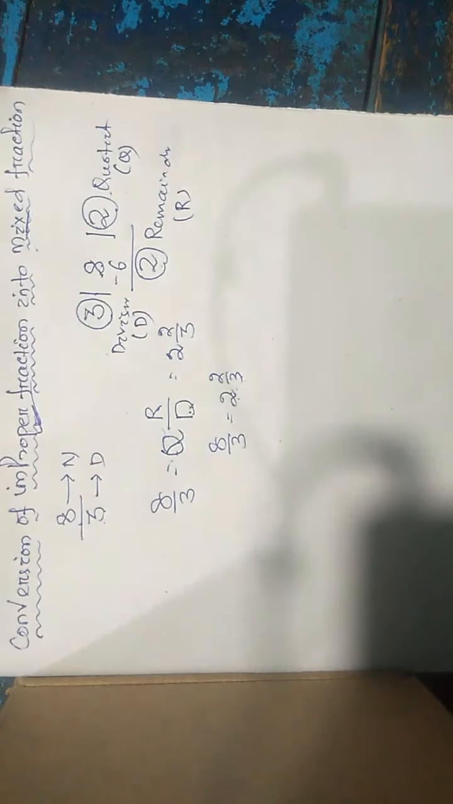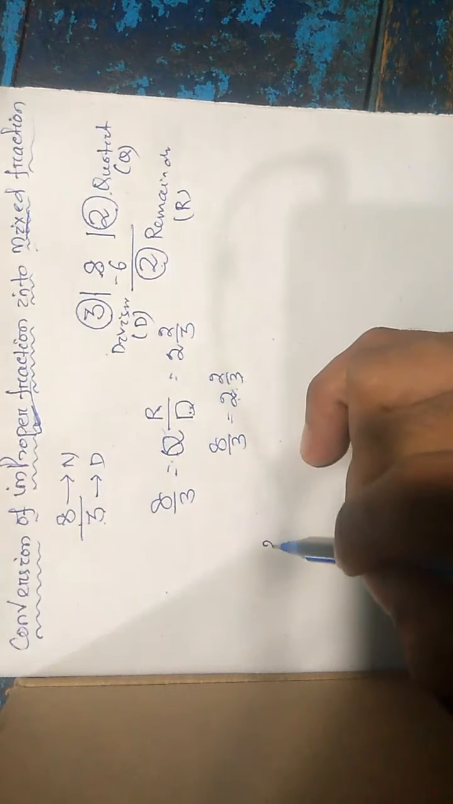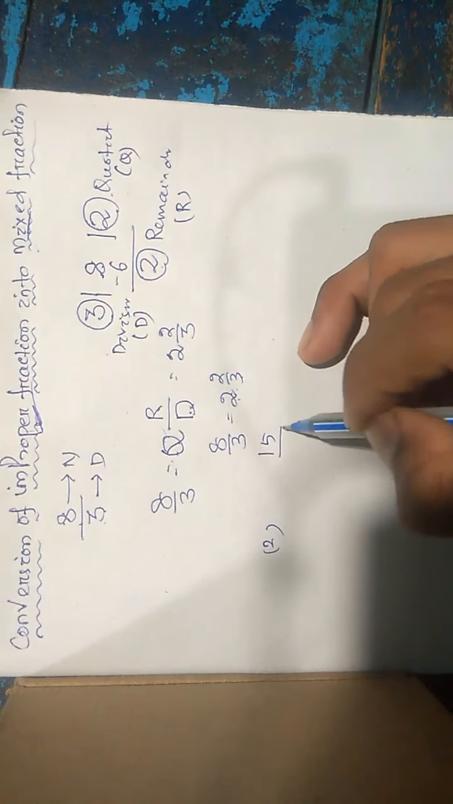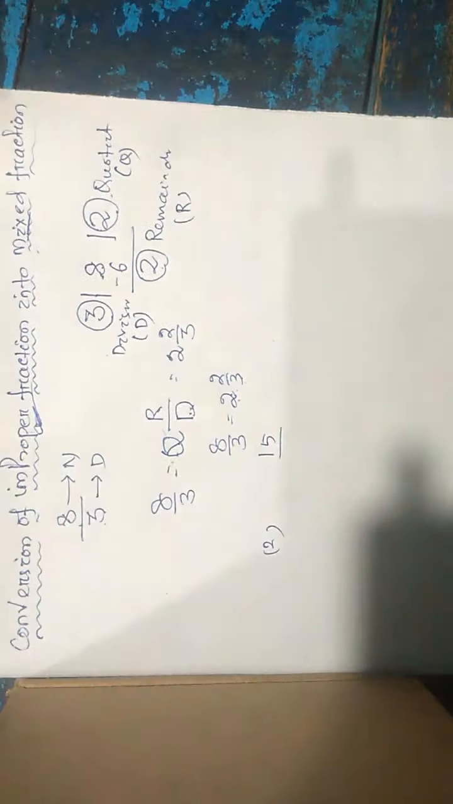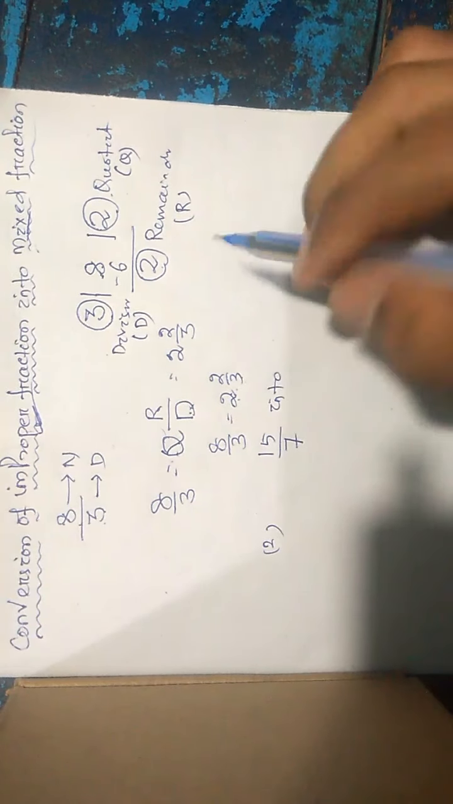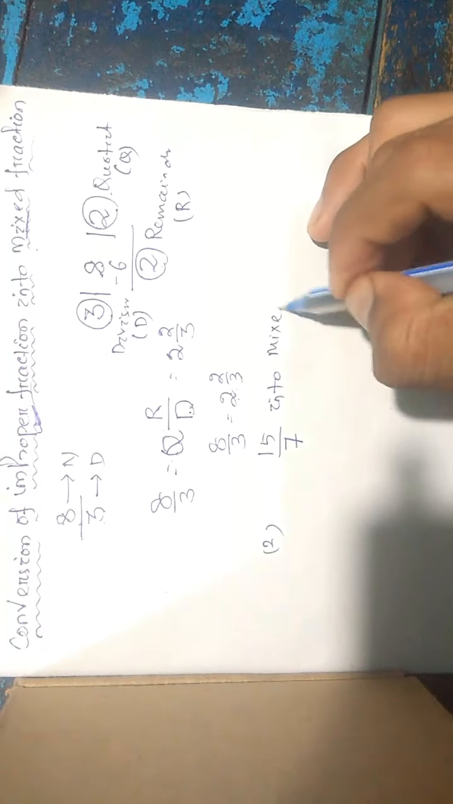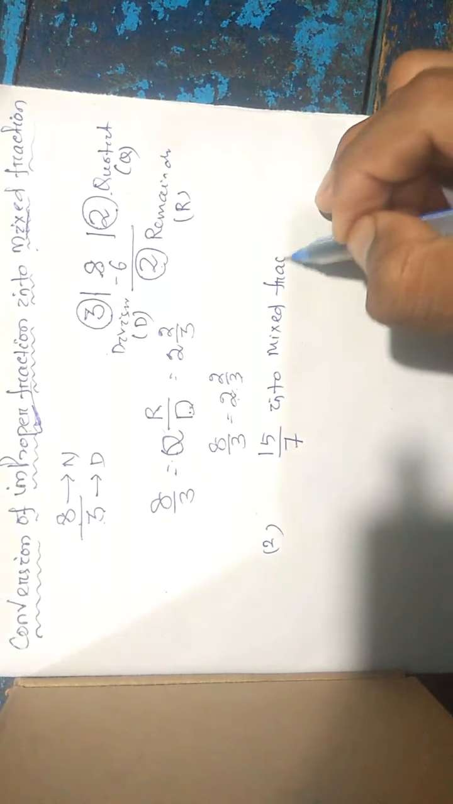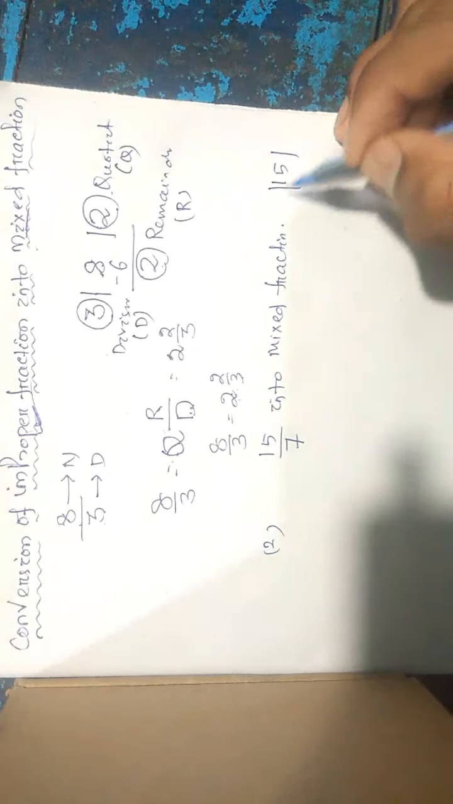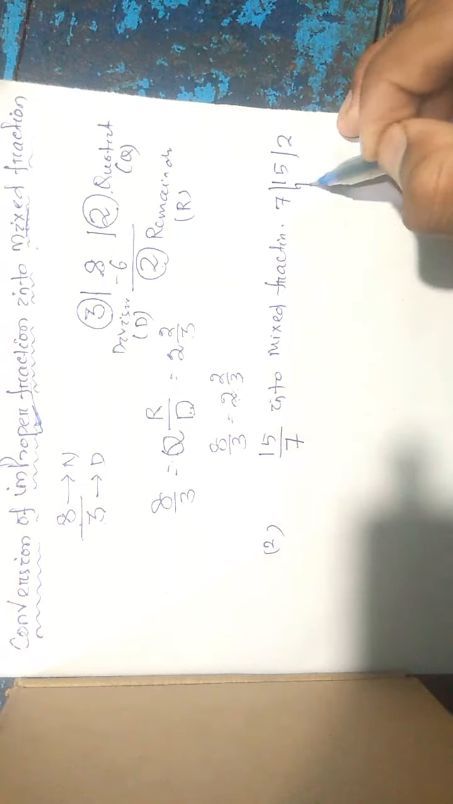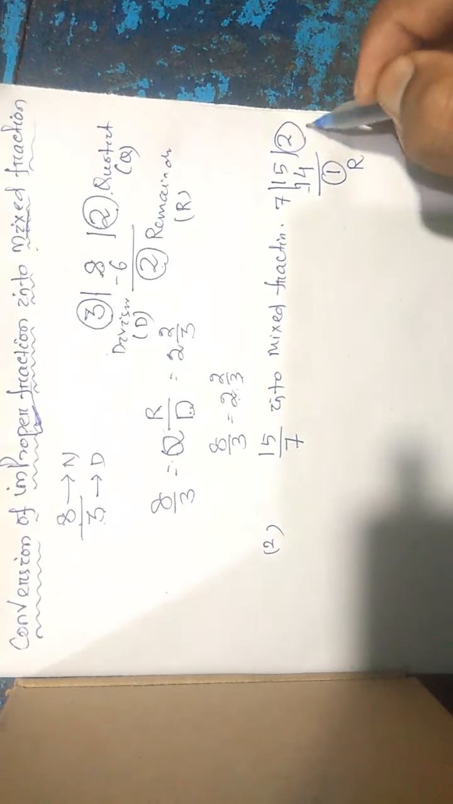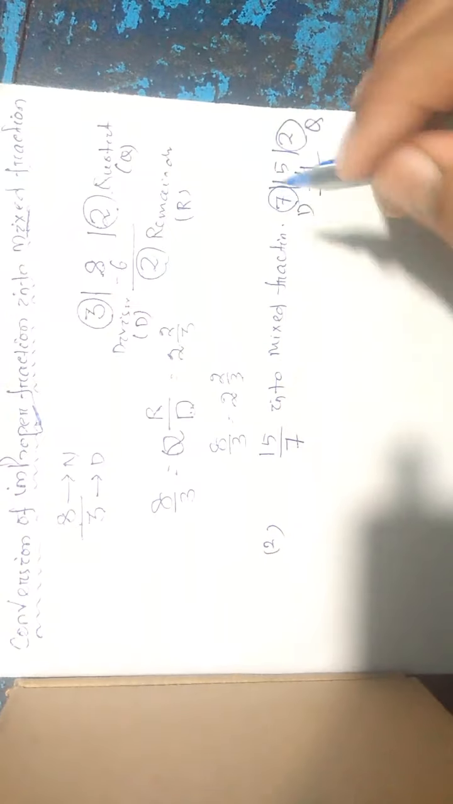Let's do another question. Suppose we are going to convert 15 by 7 into a mixed fraction. First we have to divide them. 15 is divided by 7. 7 twos are 14, and the remainder is 1. This is R, this is the quotient, this is the divisor.